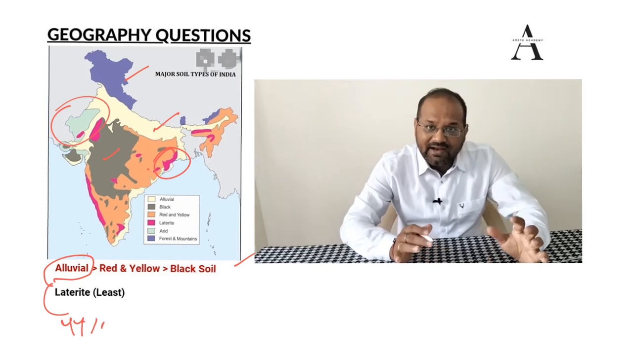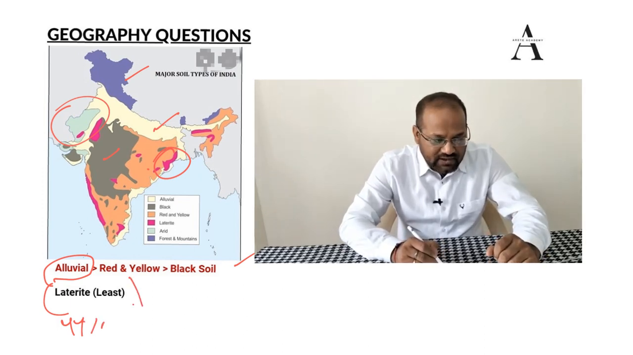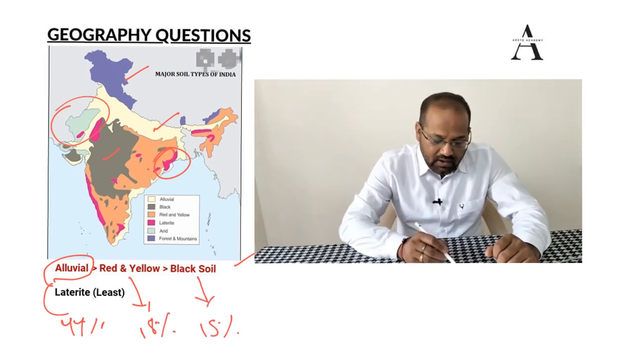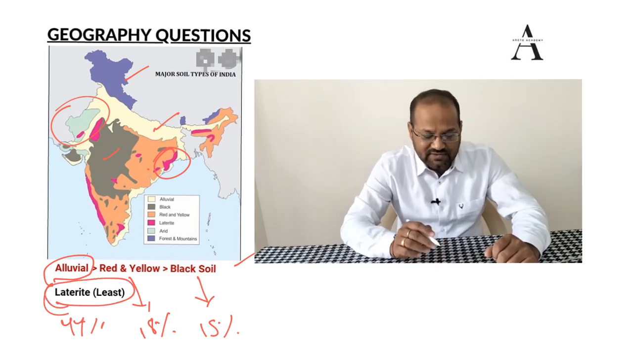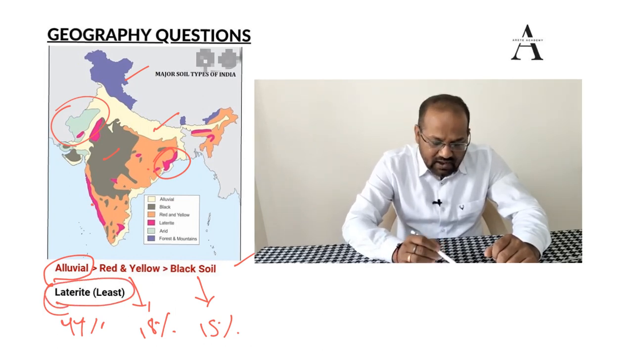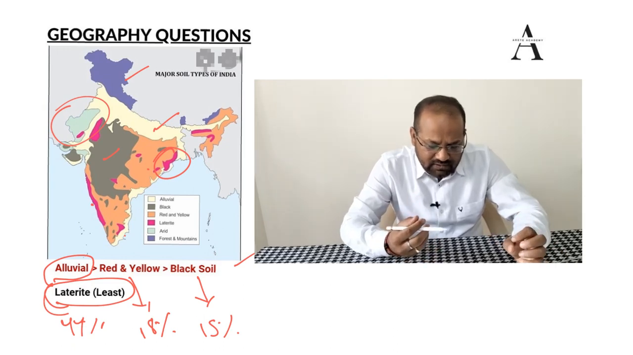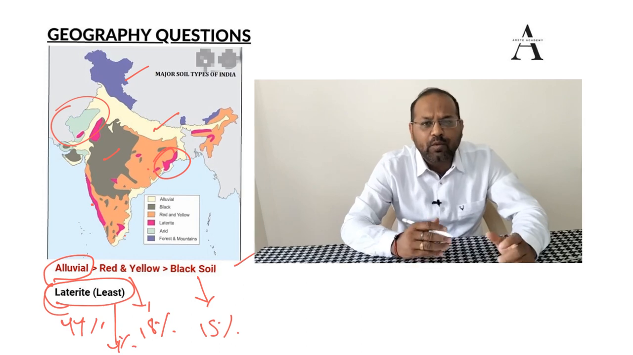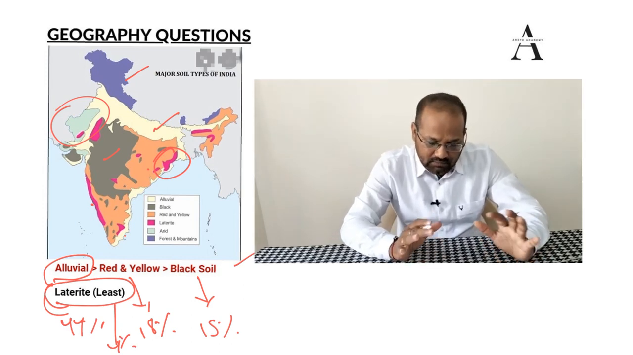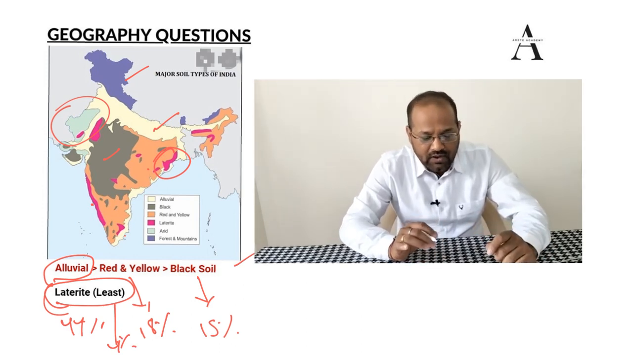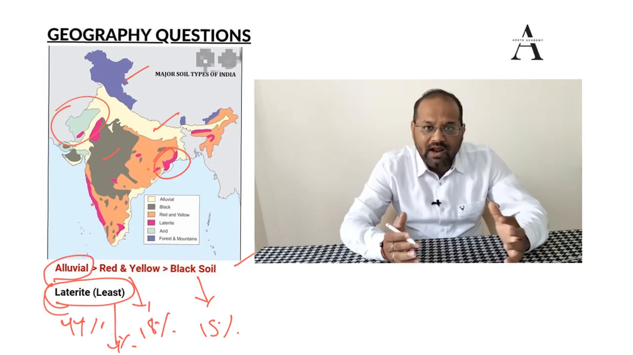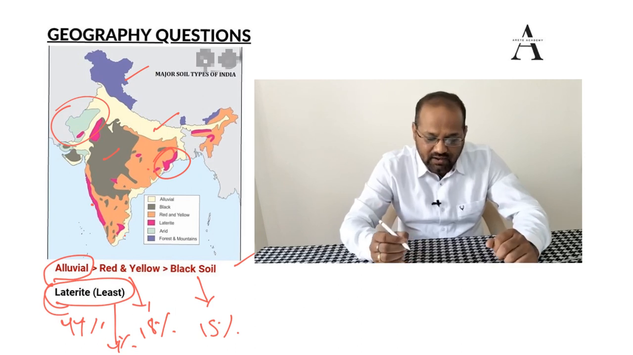Of the area in India, red and yellow soil covers around 18%. Black soil covers somewhere around 15% of the area. But laterite soil covers the least area. Even on the map, you can see they are found in a small quantity. They cover approximately 4.4% of the total area in India. So remember this way: the major soils, where they are found, and how much area they cover.